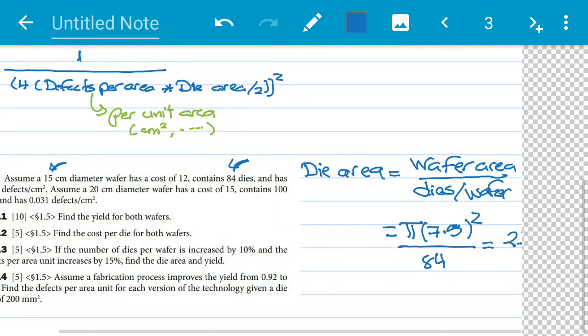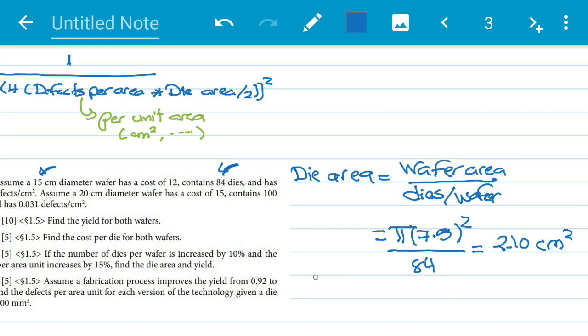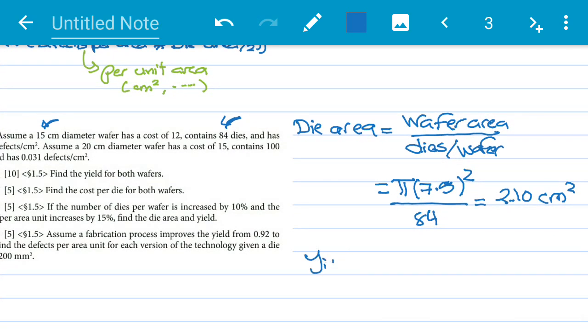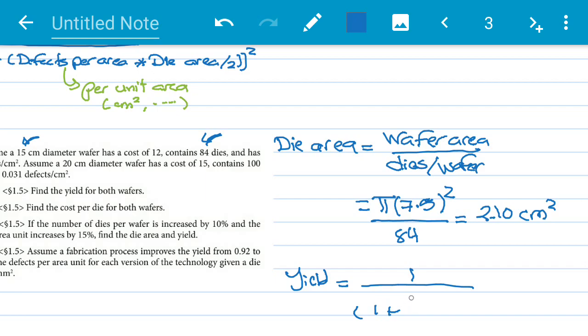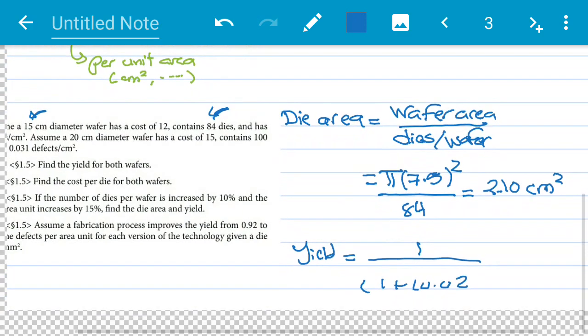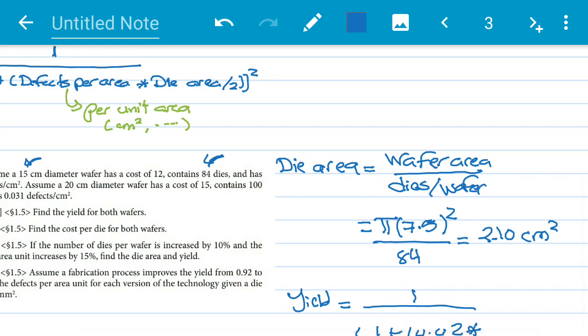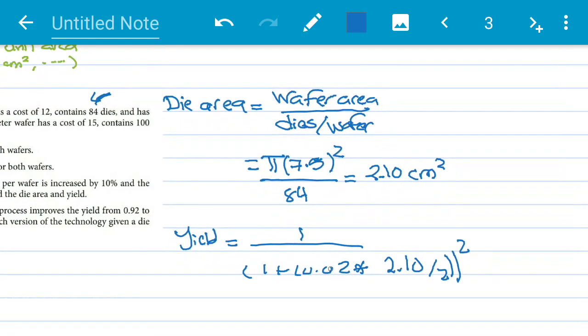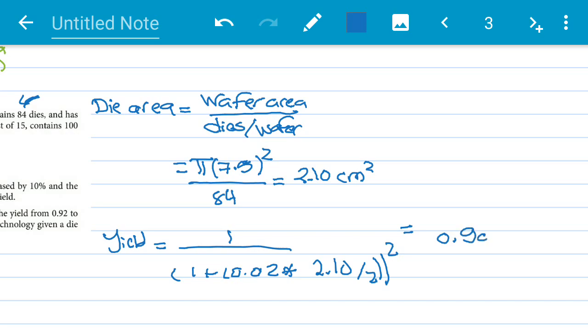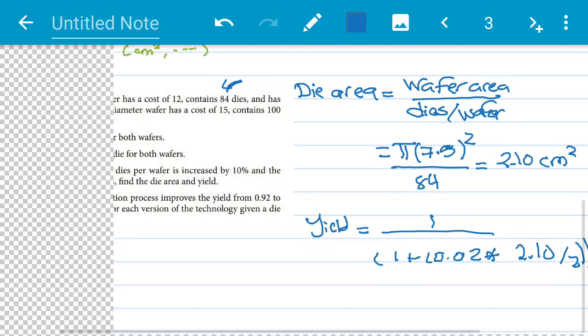So taking this quantity in the yield equation, the yield is equal to 1 over 1 plus the defects per area, which is 0.020, times the die area, 2.10, over 2, all squared. That gets an answer of 0.9093. So we calculated the yield.